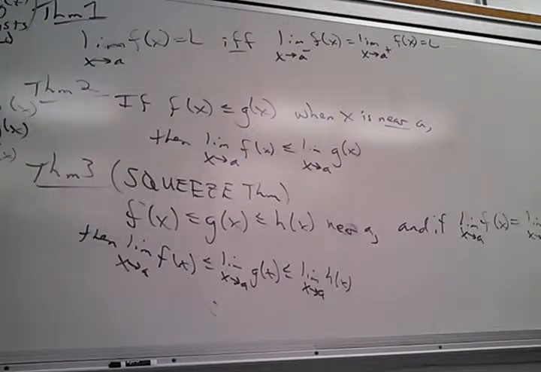But let me draw this again. At a, h and f have the same limit at a. So here's h, here's f, right? So h is always the biggest one. You with me? g has got to always be between these two. So what's g's limit got to be at a?